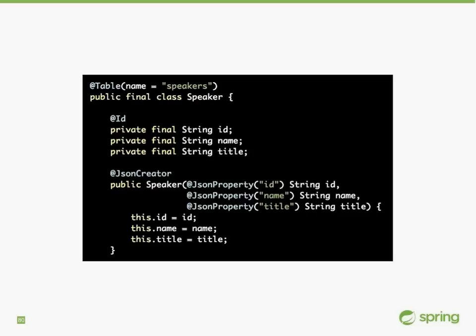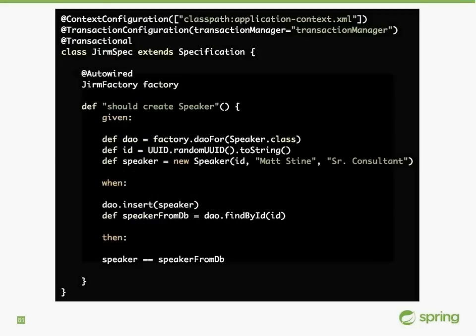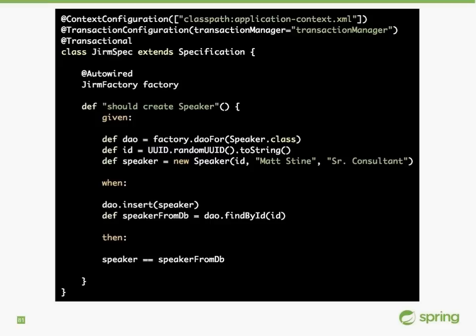So how do we actually use it in terms of data access? We're going to look at a few more Spock specifications. Each of these is going to leverage a particular application context. They're going to pull in a transaction manager, and they're going to be transactional. So every time we run one of these, they're going to roll back. We're going to auto-wire in the germ factory that we created. And so now we're going to create a speaker in the database.